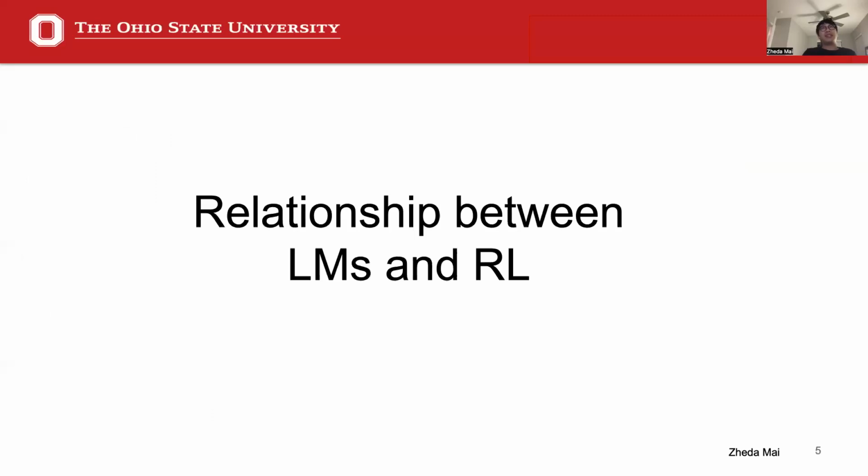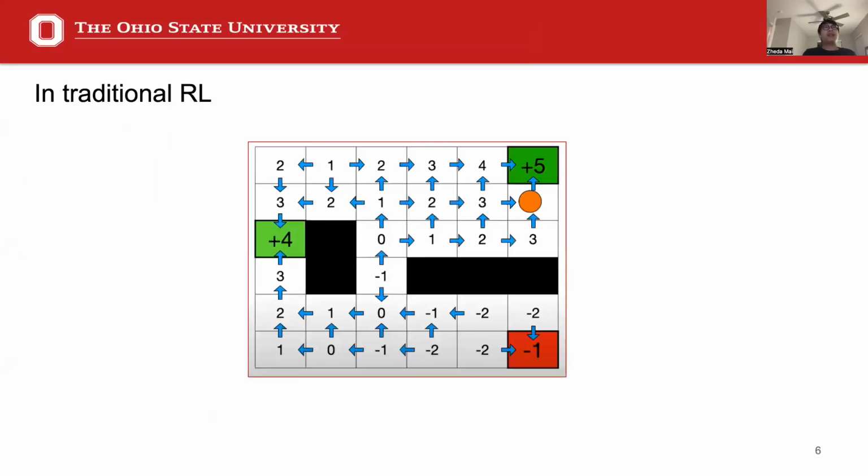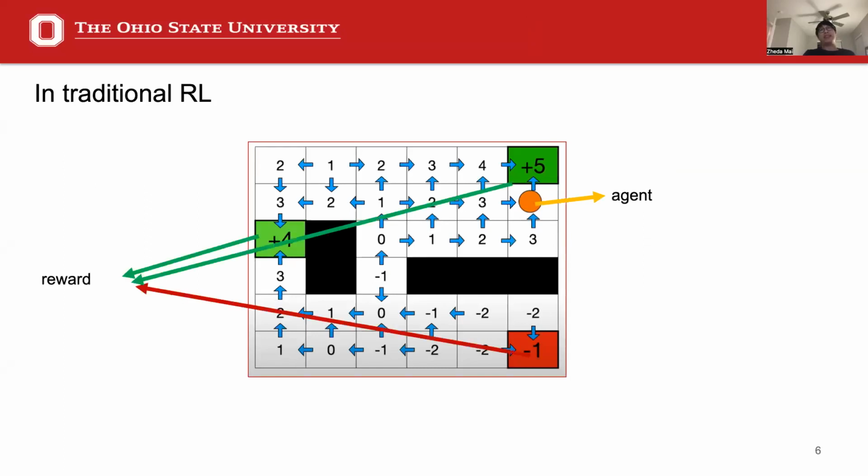But what's the relationship between language models and reinforcement learning? Think about the Great Wall example in traditional reinforcement learning. Here, the agent is the robot that's going to move around the grids. And these are the rewards, either positive or negative. And the policy is how the agent is going to move around the grids.